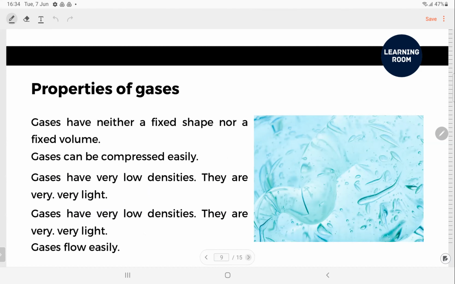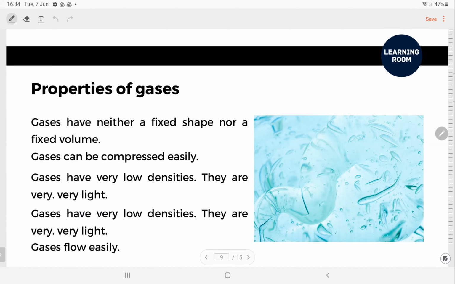Do gases have any fixed shape or fixed volume? No, they do not. They can be compressed, for example compressed natural gas. The gases are taken and compressed in the respective containers. And gases have low densities, because as the mass increases, the volume also increases.